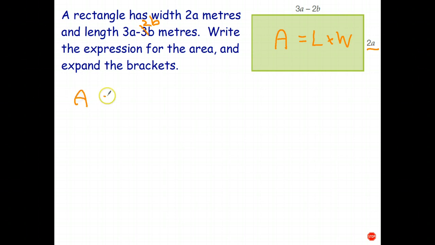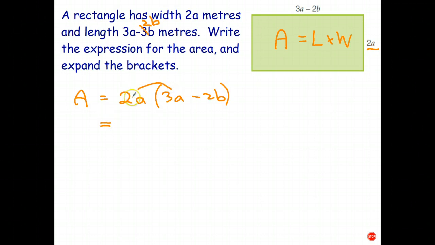So I can write area equals, and I could write that times that, but normally we like to write the single term first and not the addition or subtraction. So I'm going to write the width first. So I'm going to write the 2a multiplied by, we don't show the multiply in algebra, and we write the length, which is 3a minus 2b. So there's the area written in factored form. Let's go ahead and expand it the way we learned how to do in previous pages.